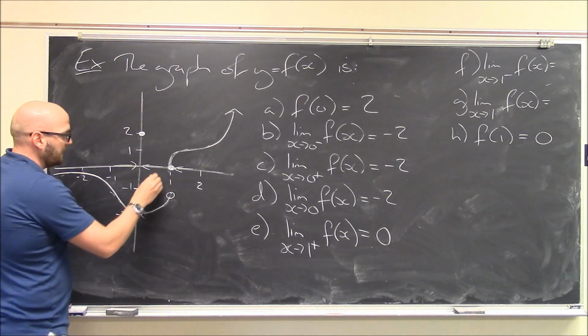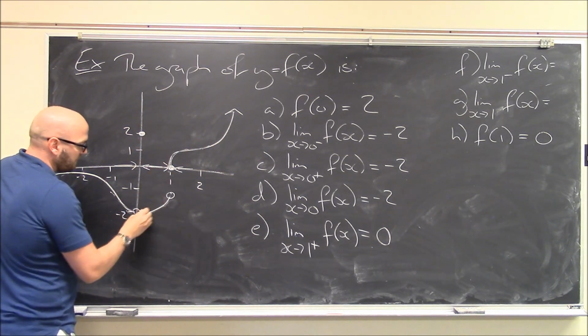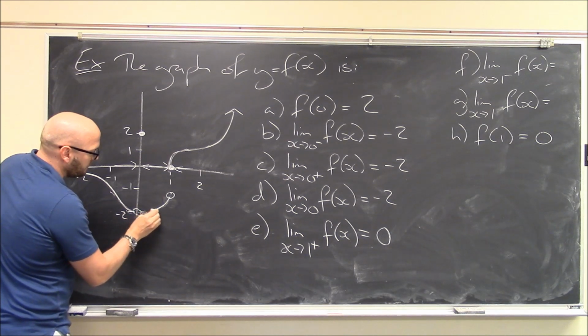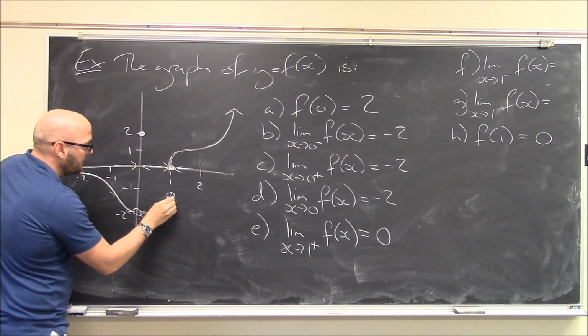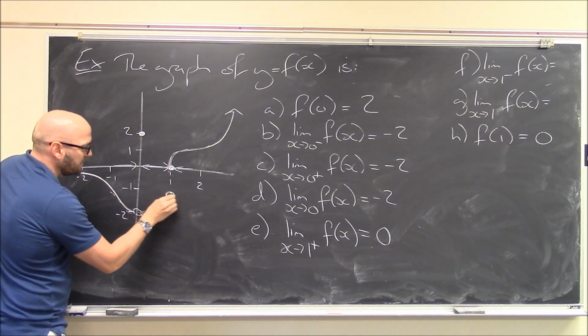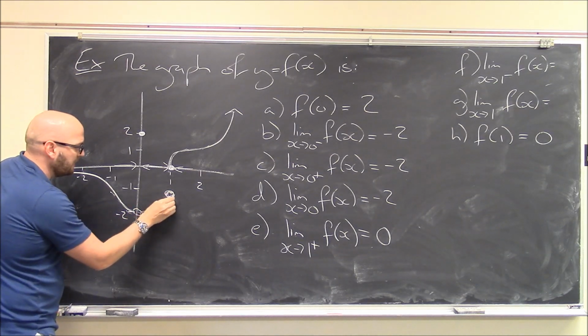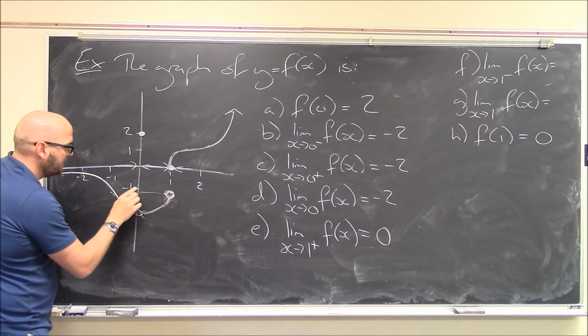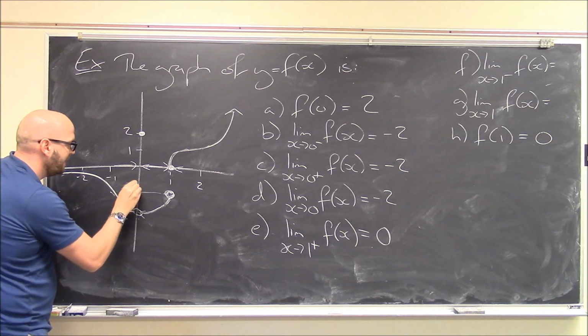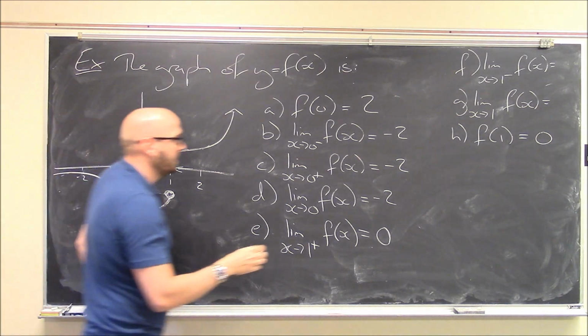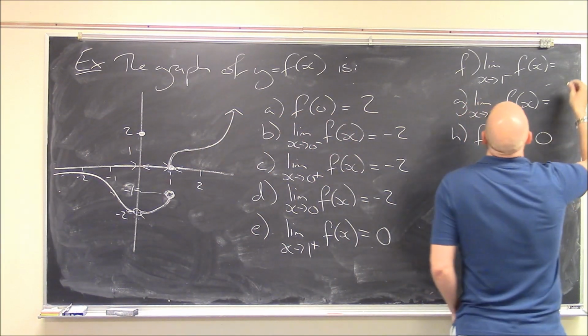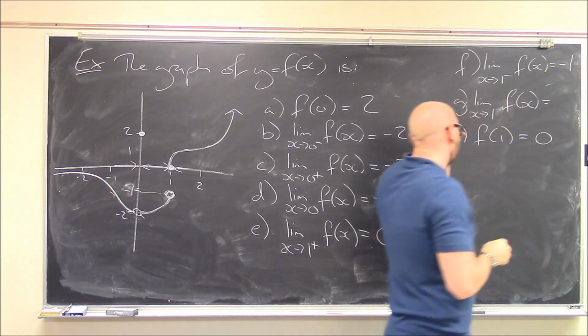What about the left-hand limit? As you get really, really close to 1 from the left, you're moving along this piece of the curve, and as you get really close to x equals 1 from the left, you're getting closer and closer to this hole right here. Right? So you're actually getting closer and closer to -1. So the left-hand limit is -1.